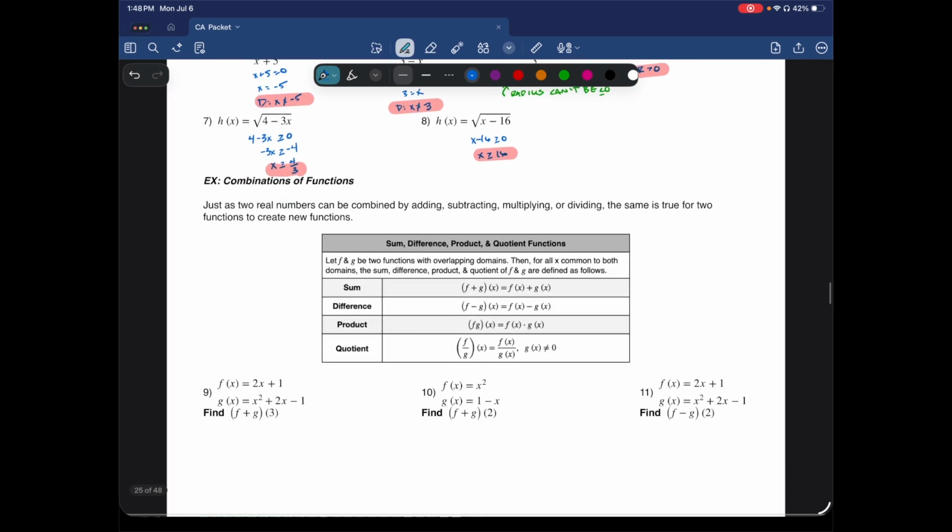Combinations of functions. Just as two real numbers can be combined by adding, subtracting, multiplying, dividing, the same is true for functions to create new functions. And here's a list of what it looks like. You're just adding, subtracting, multiplying, dividing.